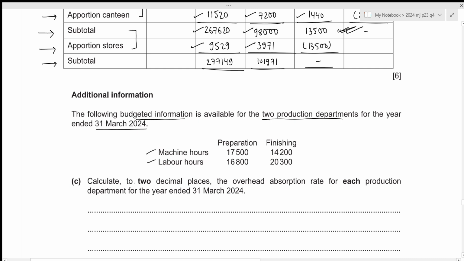And we need to calculate to 2 decimal places the overhead absorption rate for each production department for the year ended 31st March 2024. In order to calculate the overhead absorption rate, we just choose the higher of machine hours and labor hours. Let's figure that out first. For preparation department, clearly the machine hour is higher, so we'll use this value. And for finishing, clearly labor hours is higher, so we'll use this value.